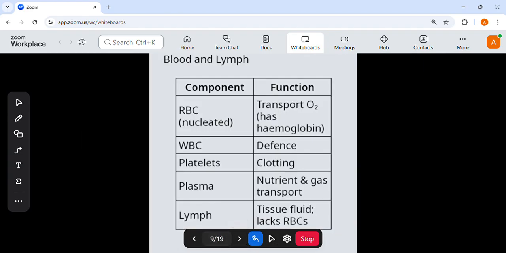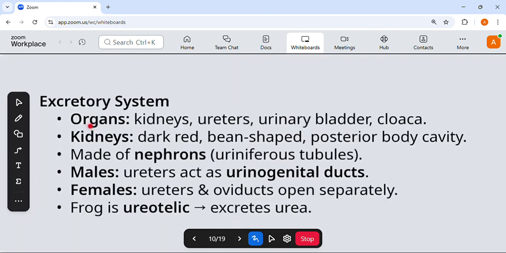Okay, so blood and lymph, let's see. Here blood consists of RBC, which is nucleated, important for oxygen transport, and it has the hemoglobin. WBC for defense, white blood cells, platelets for clotting, plasma for nutrients and gases transport, and they have the lymph, which is a tissue fluid lacking RBC as well as the large protein molecules. Okay, this is about the circulatory system of the frog. They have the lymph vessels, lymph nodes, lymph channel, under lymphatic system.